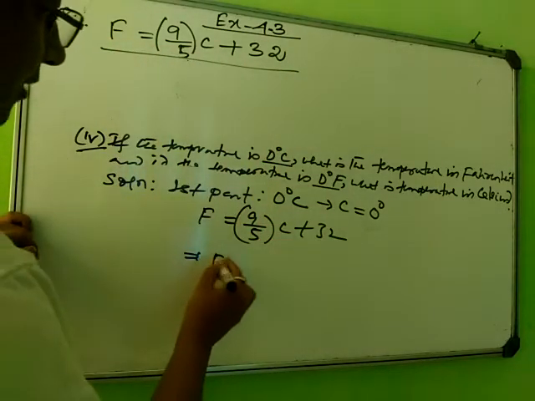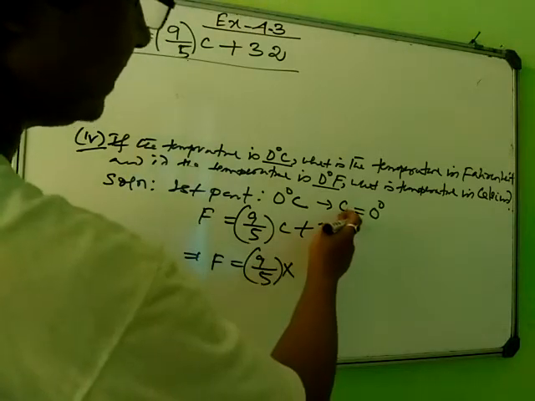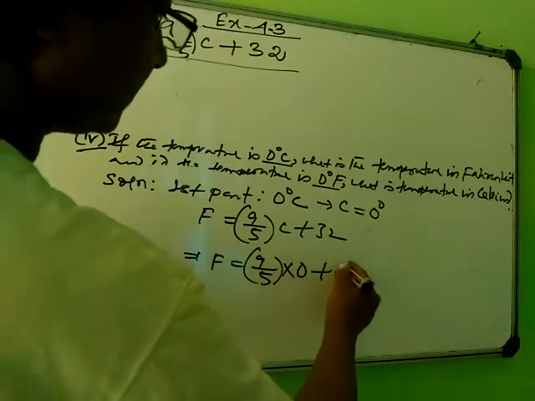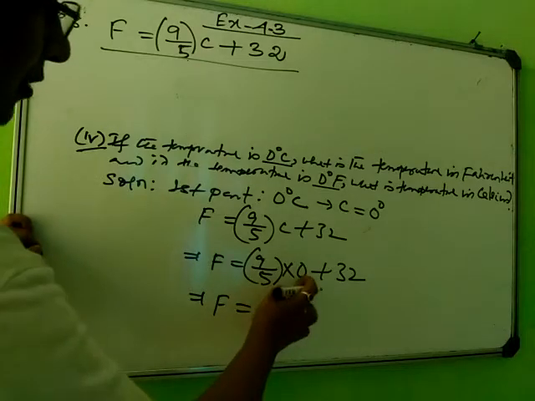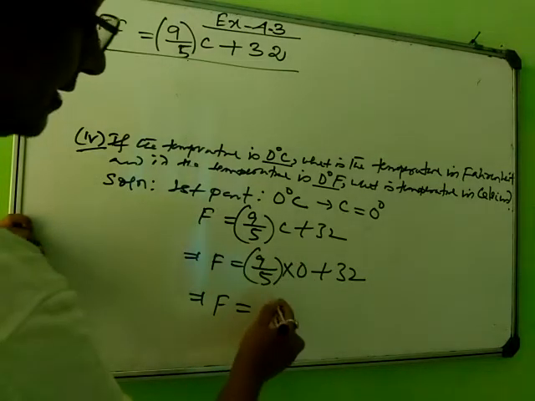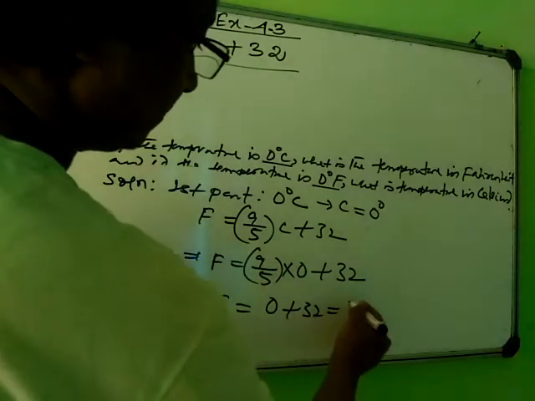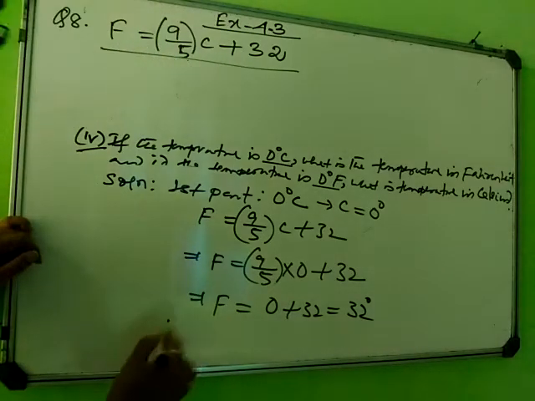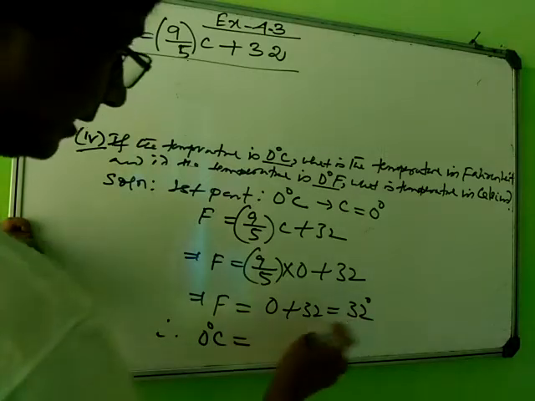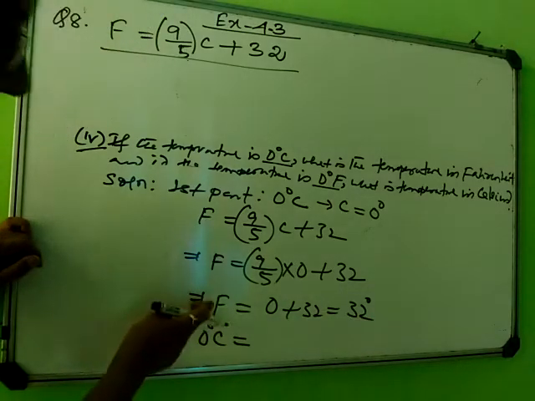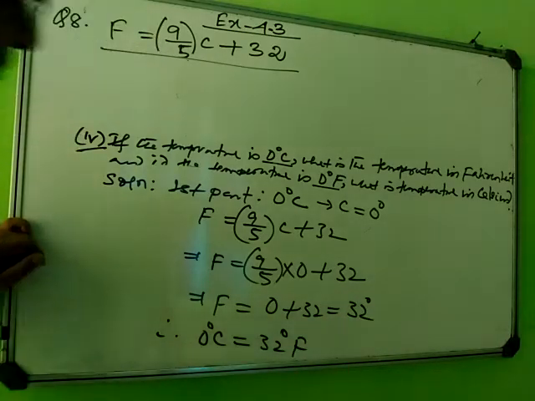So here F equals 9 by 5 into C, where C is 0, plus 32. So this implies F equals, 0 multiplied by any number, you will get 0. So 0 into 9 by 5 is 0, plus 32. So you have got 32 degree. That means 0 degree Celsius equals 32 degree Fahrenheit. So it will be 32 degree Fahrenheit.